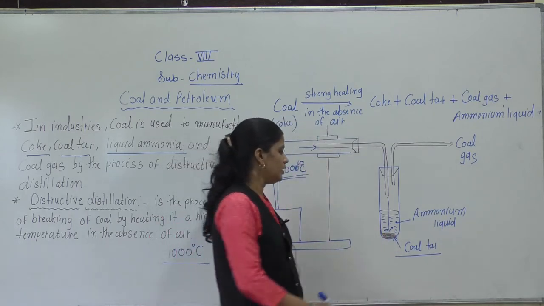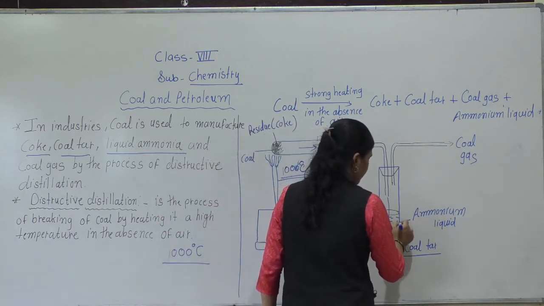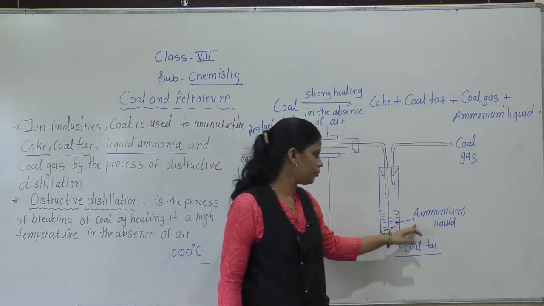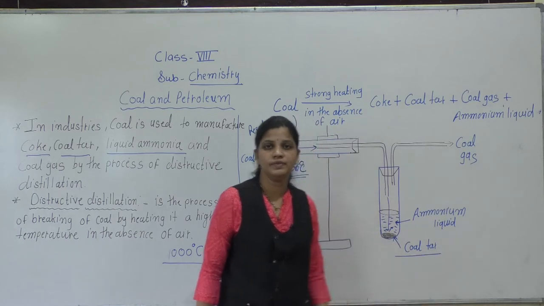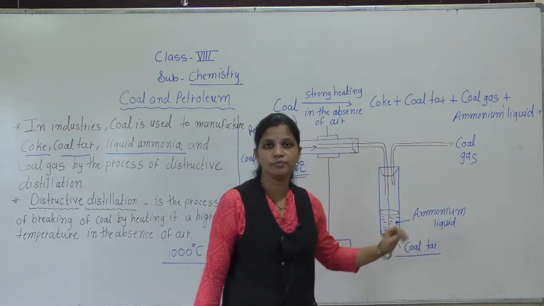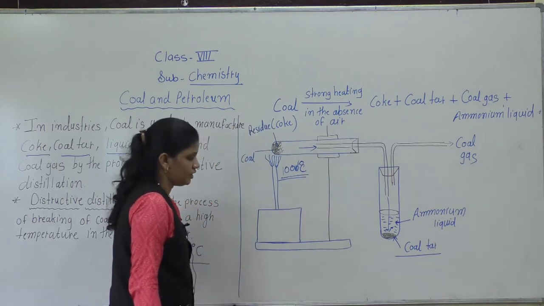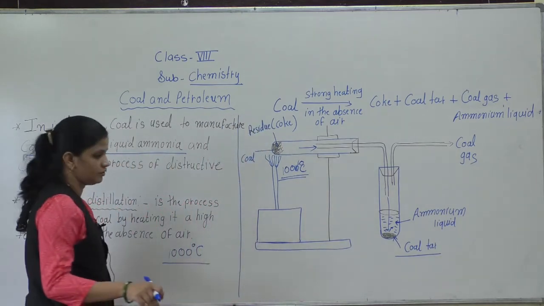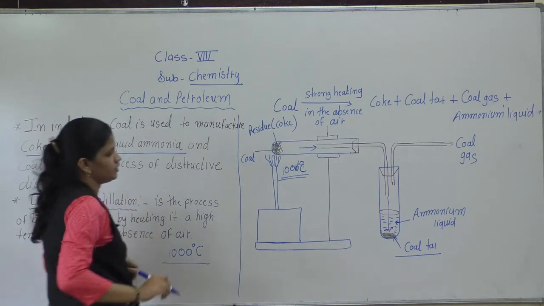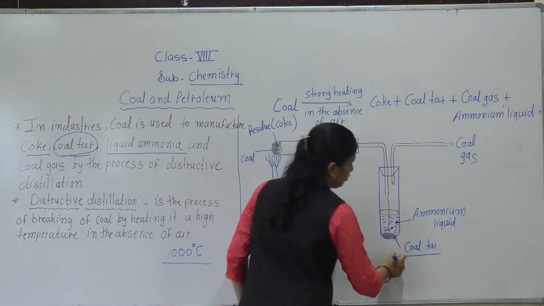So the colorless liquid is known as ammonia liquid, okay? This colorless liquid is known as ammonia liquid. So see, we got the first product. Which was the first product? See here, the coal tar. We got here the coal tar, okay?